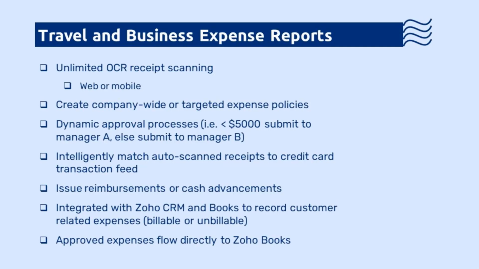You have options for dynamic approvals. So you will have an approval process. If, for example, a particular bill is more than a certain amount, it will go to approval of manager A or manager B. It will intelligently match the receipts. So if you are uploading multiple receipts, and on the other side, you also are doing those expenses on the credit cards, it will intelligently match those expenses with the credit card transactions actually. And it will also help your accounting department to issue reimbursements or cash advance.